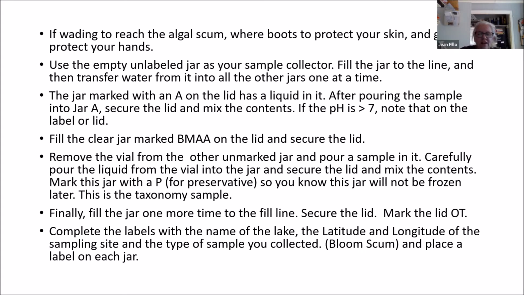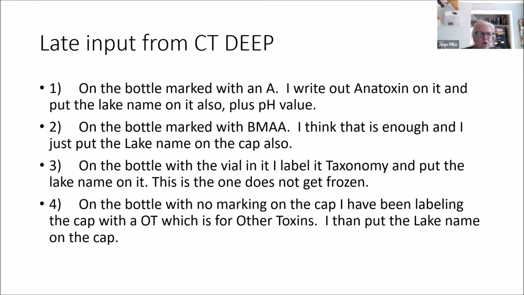Now, that's the directions that I got from the EPA. And then Tracy from DEEP said, well, wait, put an A on it for the anatoxin, put the pH value on it, but also put the name of the lake on every lid. That just makes it easier for them to sort without having to pick up each jar. So we'll write the name of the lake on the lid. The taxonomy sample, you put P on it for preserve or taxonomy, whatever you want, plus the lake. Remember that one doesn't get frozen. And then you can put OT on the other one for other toxins. It's not terribly difficult. It was just not clear in the directions.